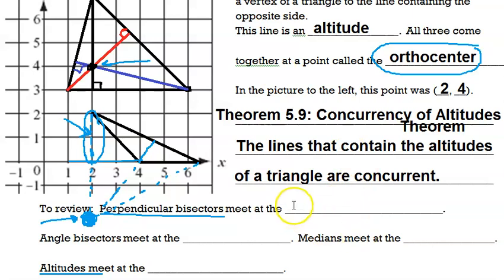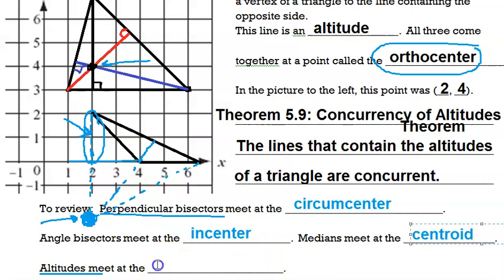All right, our final review here. The point of concurrency, where do they meet? If it's a perpendicular bisector, they meet at the circumcenter. If it's an angle bisector, it's the incenter. And then the two that we just did, medians meet at the centroid, and altitudes meet at the orthocenter. So that's a lot to deal with.